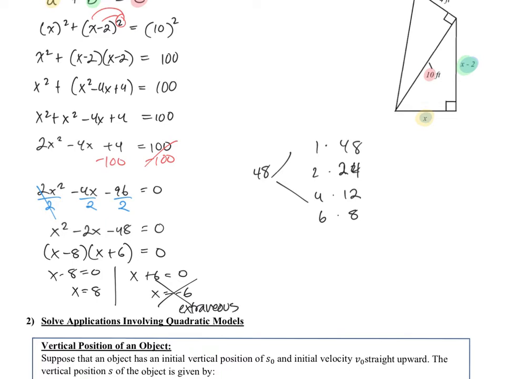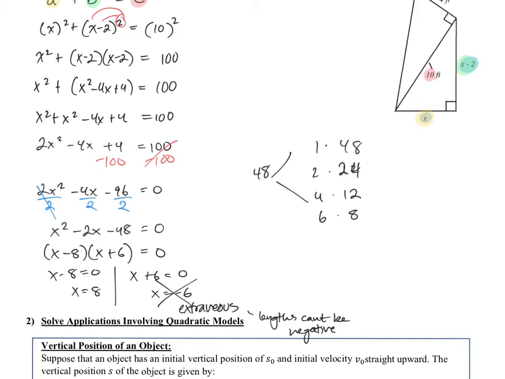Alright, so thing to note here. If you cross out an answer, you need to write extraneous, and you need to write your reason. Lengths can't be negative. Okay, you need to let me know why you just canceled out an answer.